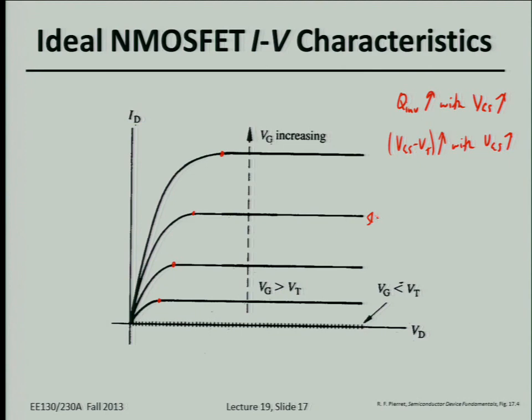So because of those two factors, the maximum current, which is what we call the saturation current, we'll call it ID sat. The saturation current is proportional to VGS minus VT squared.